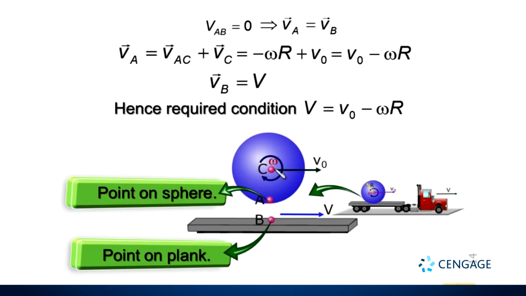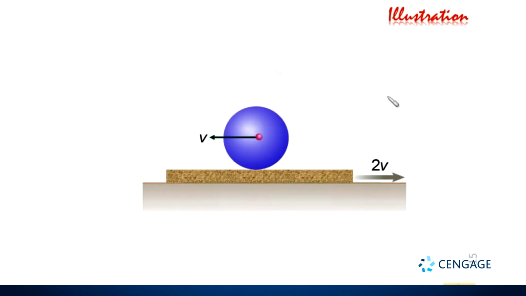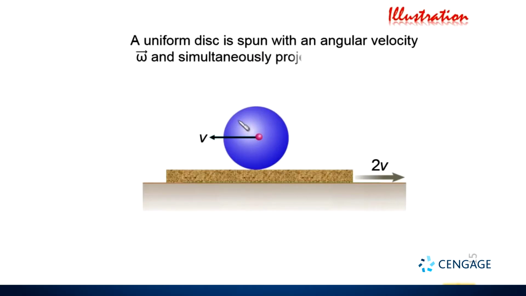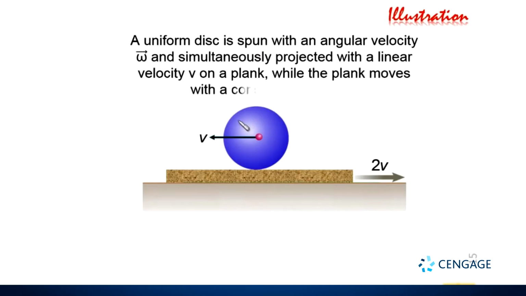Correct? Now let us take one illustration for clarifying this concept. You can observe here this plank is moving in the rightward direction with velocity 2v, and here we have done one thing. We have taken a uniform disk and spun with some angular velocity omega, and simultaneously we projected with linear velocity v in the leftward direction. Okay, and there is no relative sliding. If there is no relative sliding between the plank and this sphere, we need to find the unknown angular velocity omega, that is the magnitude and direction of omega.